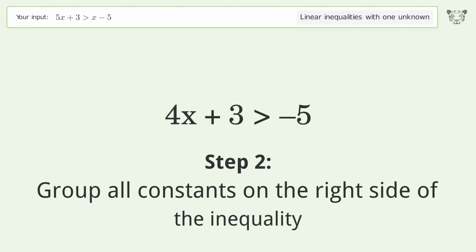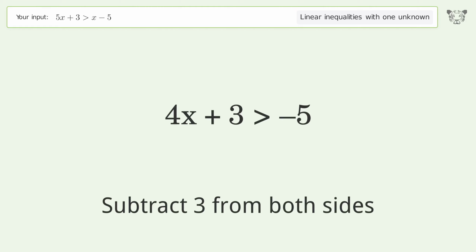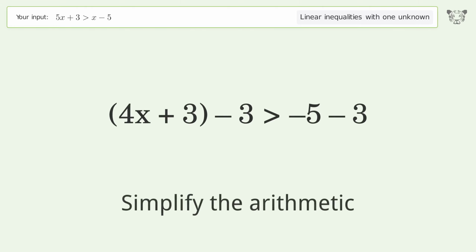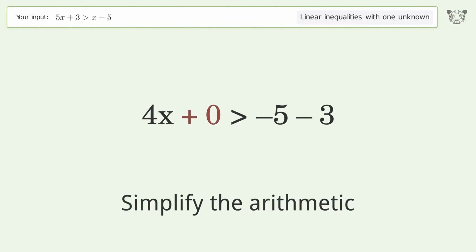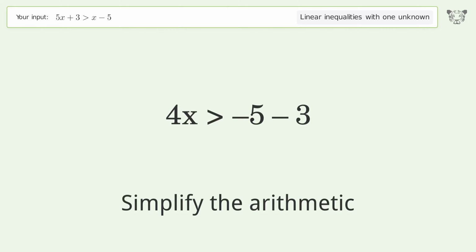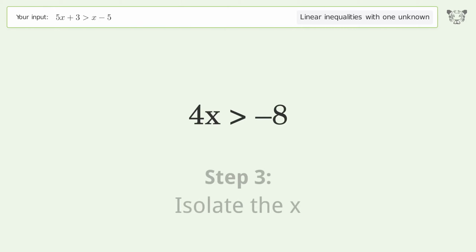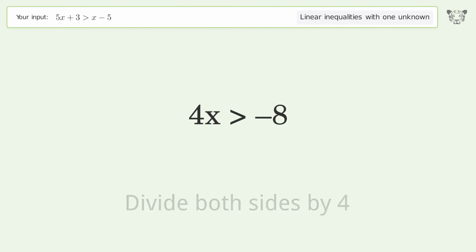Group all constants on the right side of the inequality. Subtract 3 from both sides. Simplify the arithmetic. Isolate the x. Divide both sides by 4.